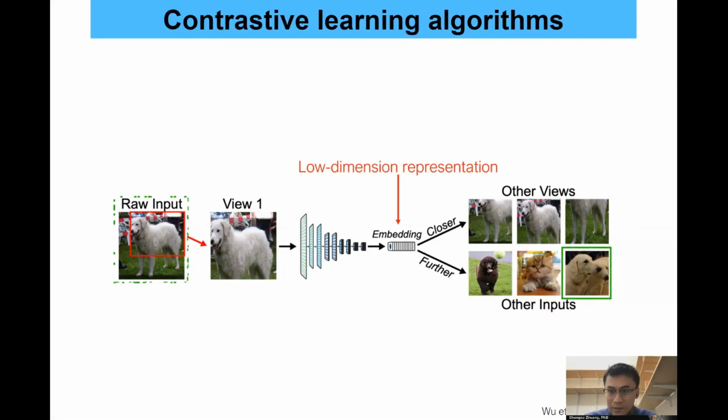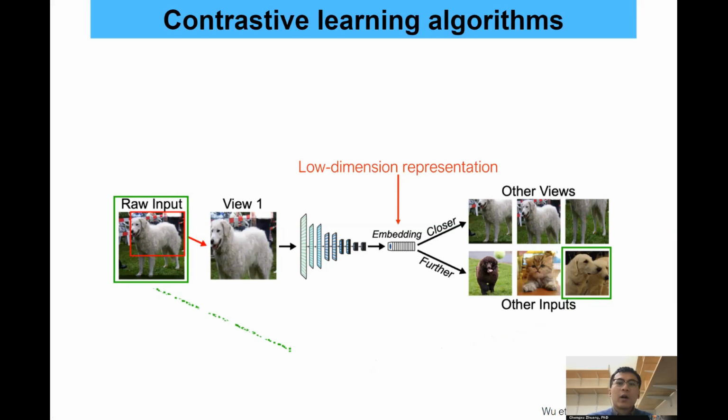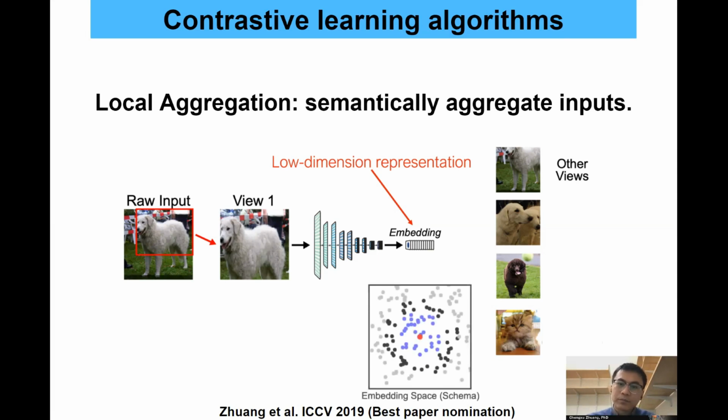However, after looking at this, one thing that's a little bit weird to us is that there are actually images in these other inputs that are similar to the image that is the current input. Why would you separate things that are actually very semantically similar? This is exactly the point that we took to develop our new algorithm called local aggregation. So in this algorithm, we aim to semantically aggregate inputs. So how is this done?